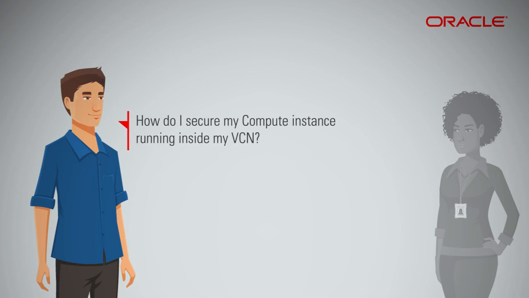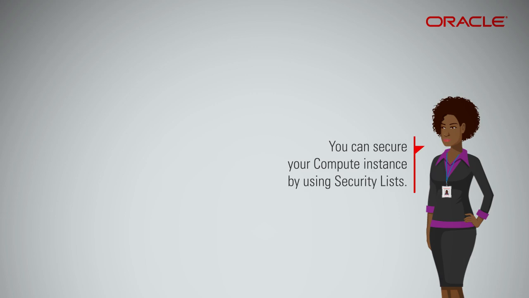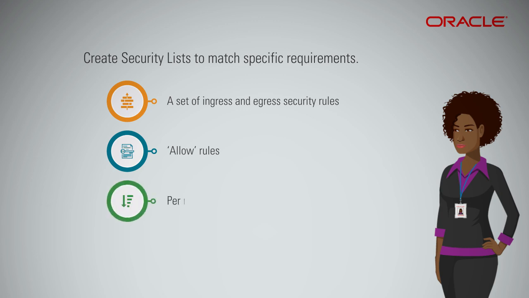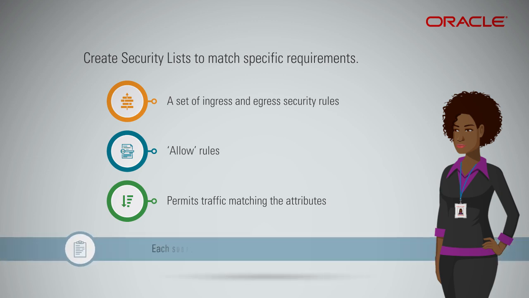How do I secure my compute instance running inside my VCN? You can secure your compute instance by using security lists, each of which contains a set of ingress and egress security rules. A security rule is similar to a firewall rule, where you can specify the source or destination address range, protocol, and port. All traffic to and from an instance is rejected by default, unless it matches the attributes of one of security rules in the subnet security lists. Note that each subnet can be assigned up to 5 security lists.